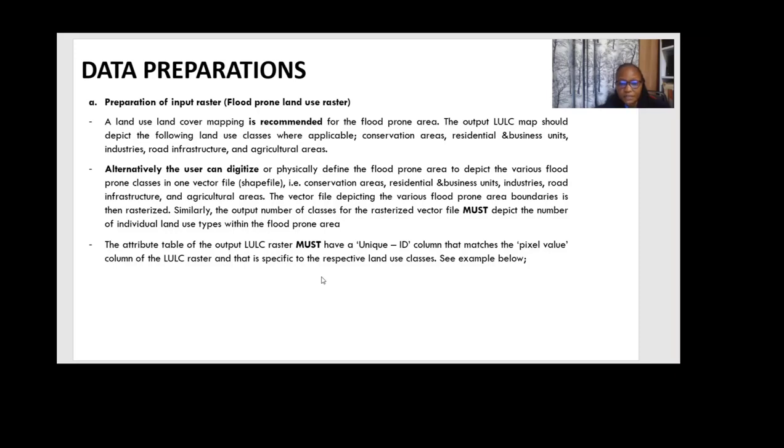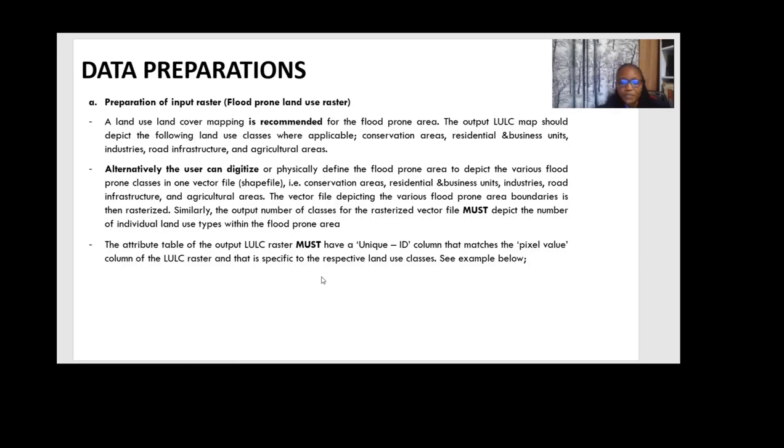Alternatively, you can digitize. We have a lot of online gazetteers where you can identify a landscape and digitize the area that is prone to floods. By actually having the vector files, you can digitize the conservation area, the residential area, the industry, the roads, the road infrastructure and agriculture areas. Then this vector file depicting the flood-prone area boundaries can then be rasterized and prepared to actually be used for valuation under the Colwell model.